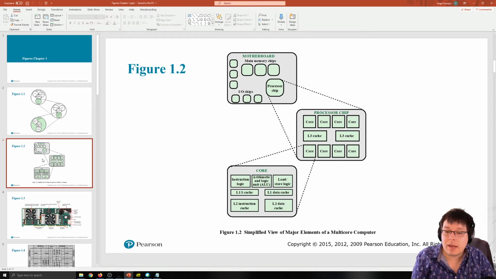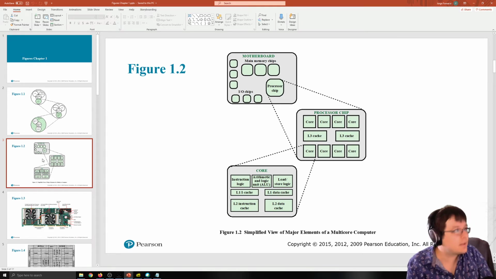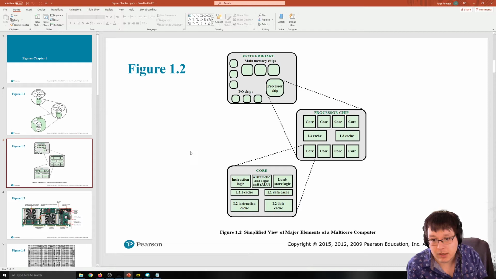And so that will be known as a multi-core computer. And so this here is an example of that. So we got our motherboard, and it has our main memory, I/O chips. You can think of that as hooked up to whatever, monitor, audio, your sound card per se, your graphics card for video, and so on. So that's what they mean by chips.